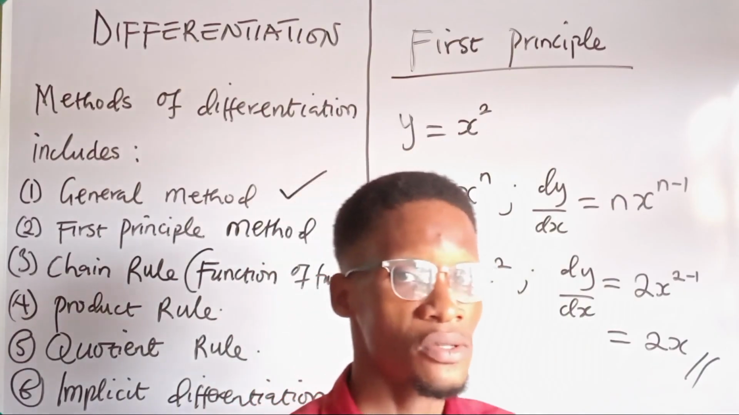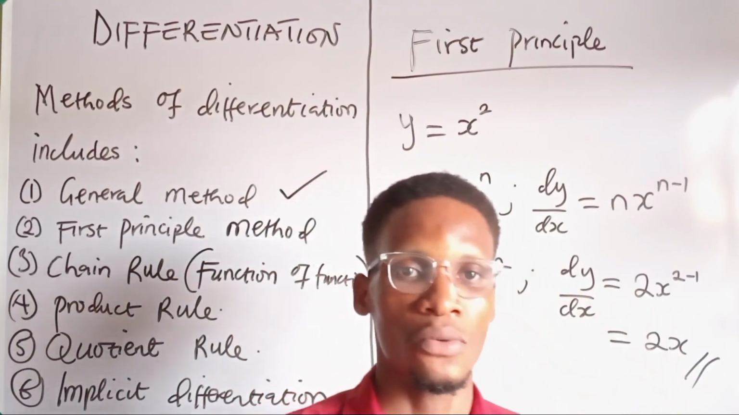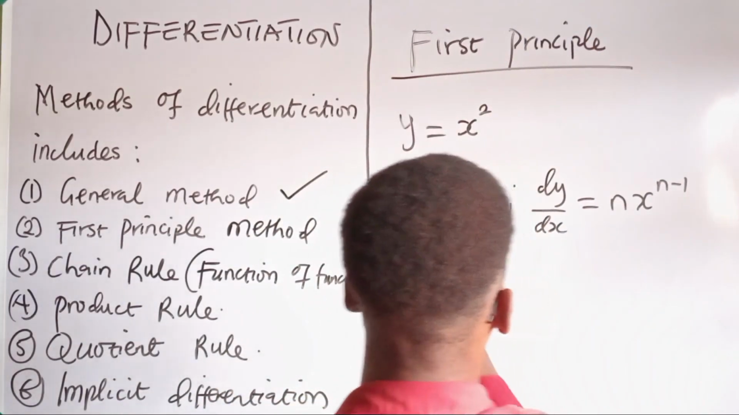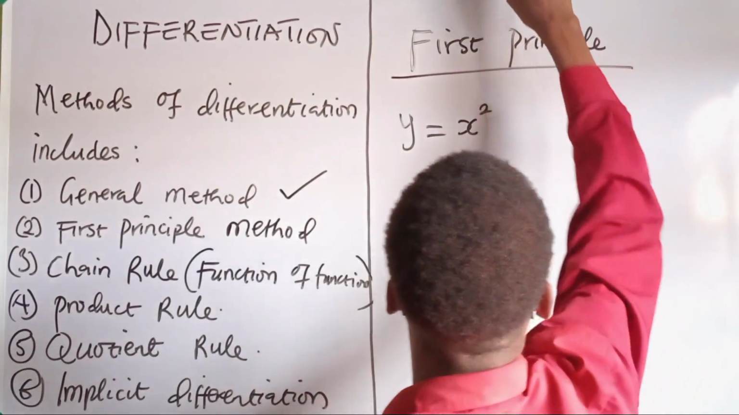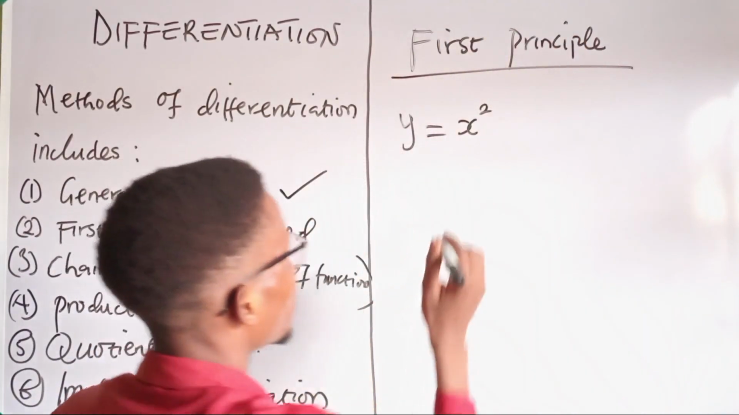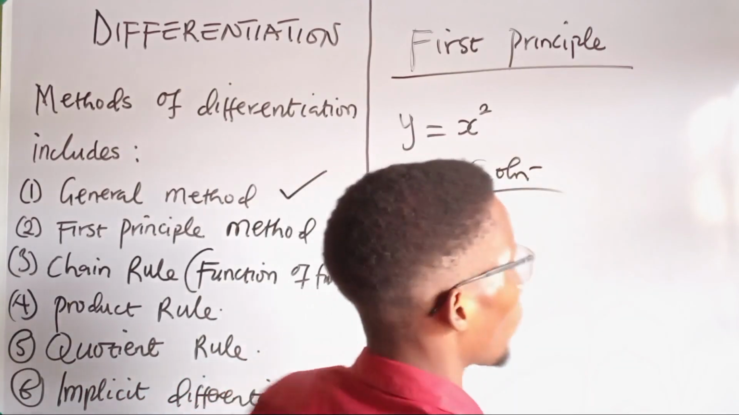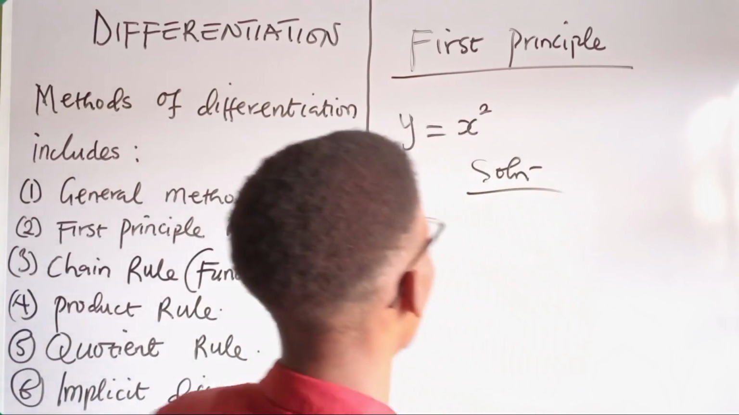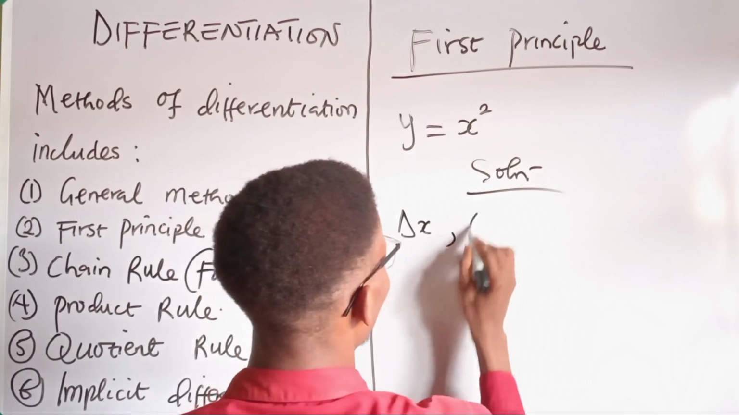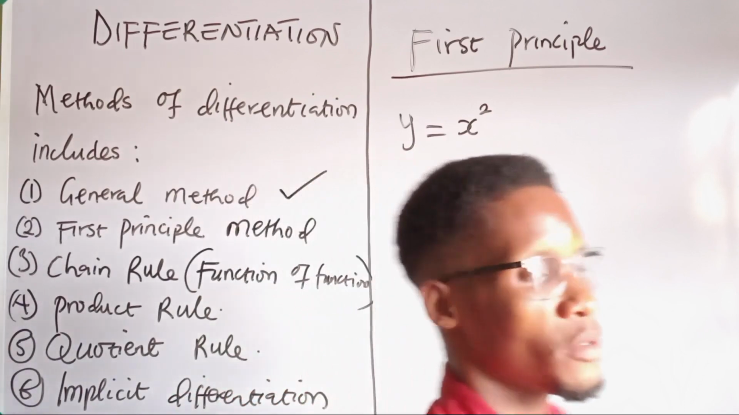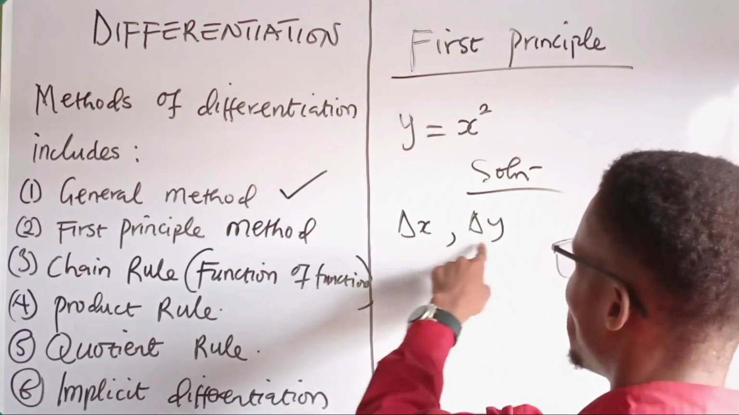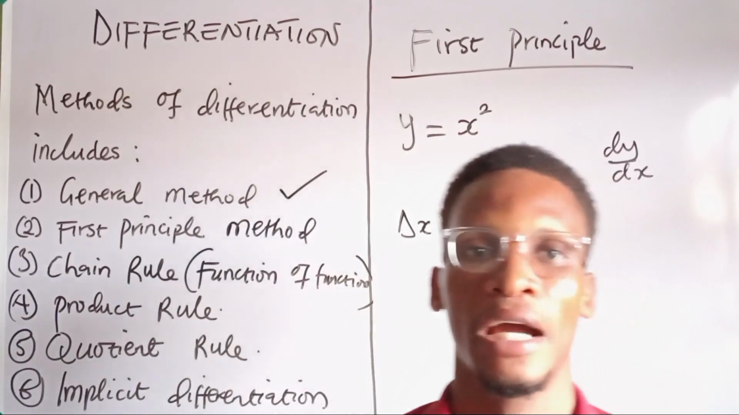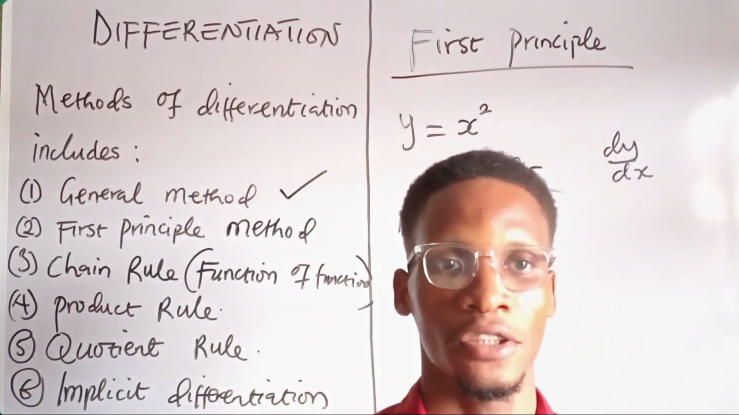All right. So let's go ahead to solve this particular example and see what we have as our answer at the end. When you are given this, you say solution. You introduce what we call change in x and change in y. This is the type of change in x and change in y, instead of dy over dx, that is used in first principle differentiation.